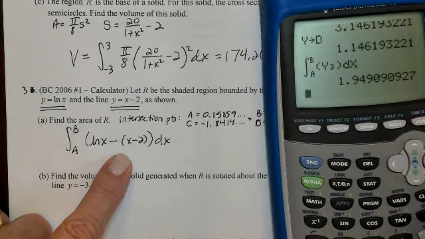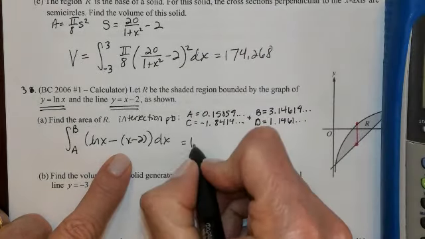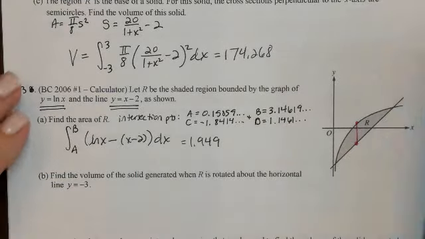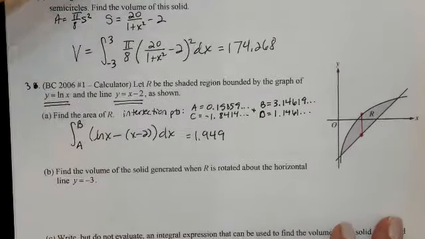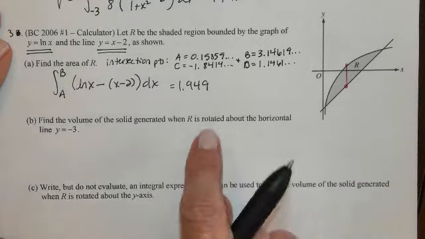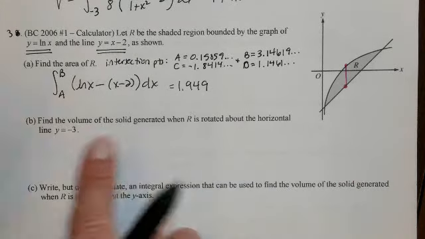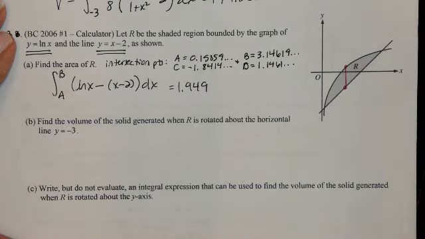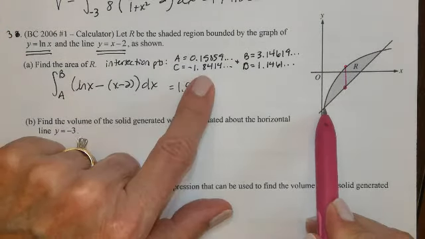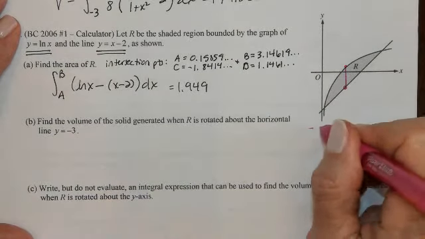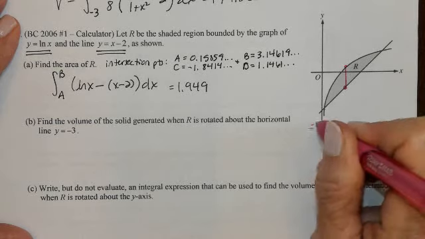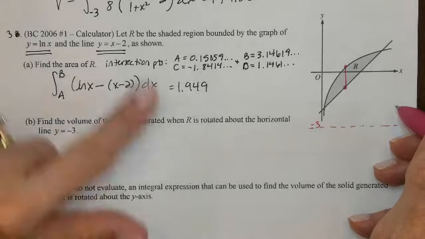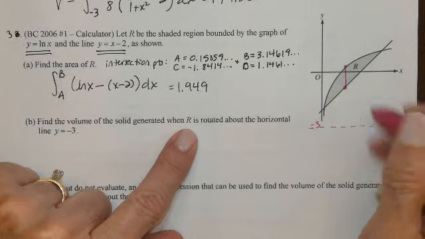So 1.949. Okay. Part B. Find the volume of the solid generated when R is rotated about the horizontal line y equals -3. Since this y value is -1.8, y equals -3 will be below here, right? There's y equals -3. And we want to revolve or rotate R about that line.